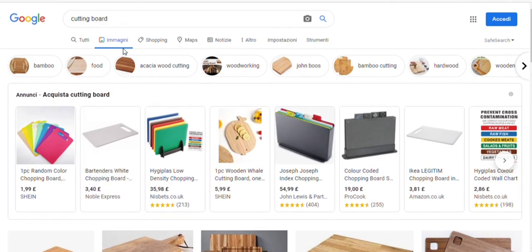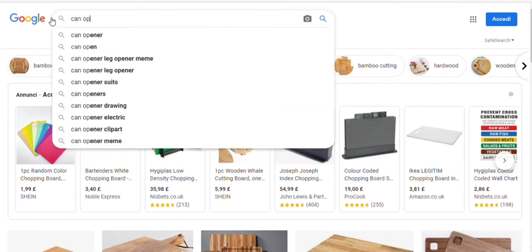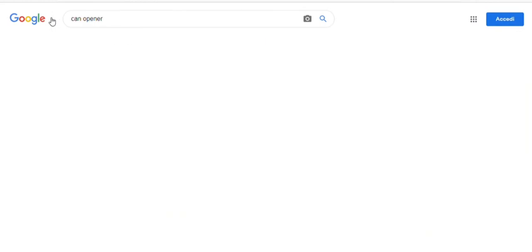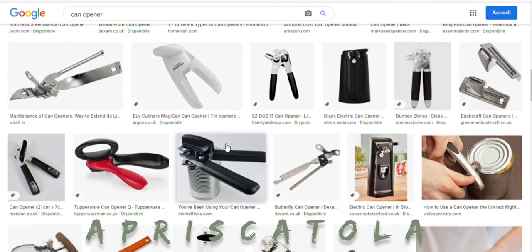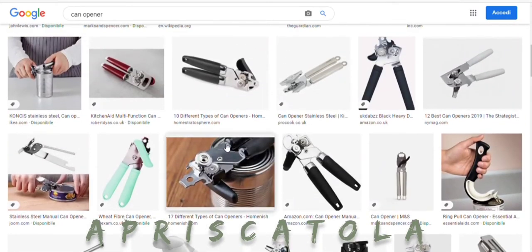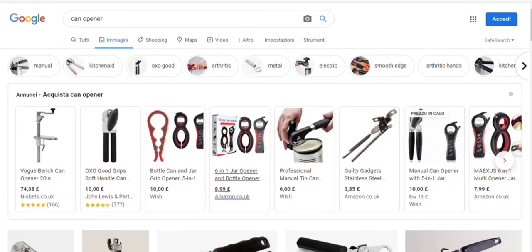a can opener, right? A can opener. We would have it already. Yeah, and what is a can opener? How do you say it? Apriscatola. Okay, what else we use?